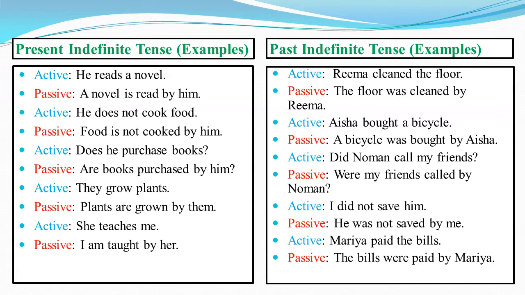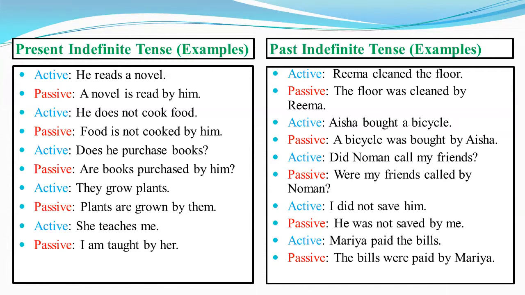Question mark, and the passive is: Were my friends called by Noman? Question mark. We'll put were instead of did. Okay, and here's a negative sentence: I did not save him. Okay, and the passive is: He was not saved by me. We write was instead of did in passive voice.